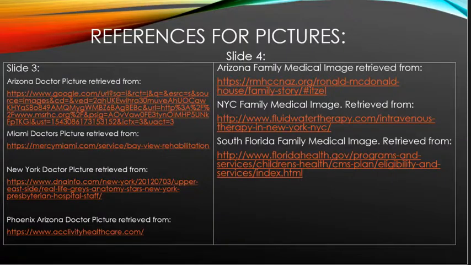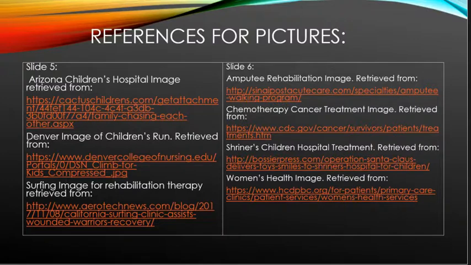With how many pictures I had, I divided each slide's picture references. There's the Arizona doctor picture, the Miami doctor picture, New York doctor picture, Phoenix. So they're all divided into the slides. You got slide 1, slide 3, Arizona medical image. Then you got slide 5, the Arizona, Denver, and then the surfing image.